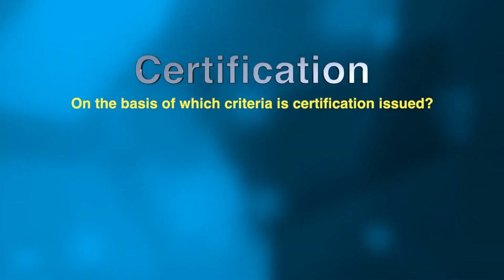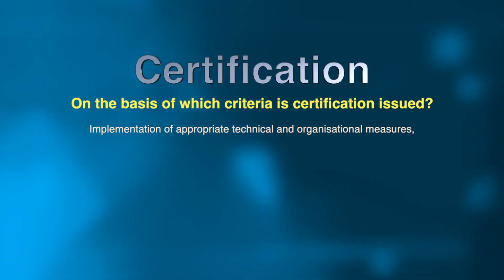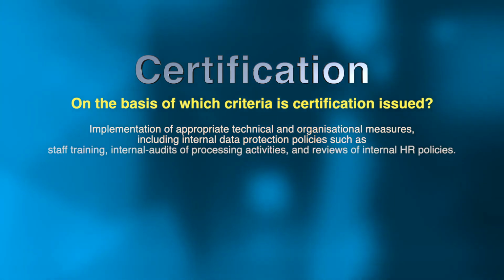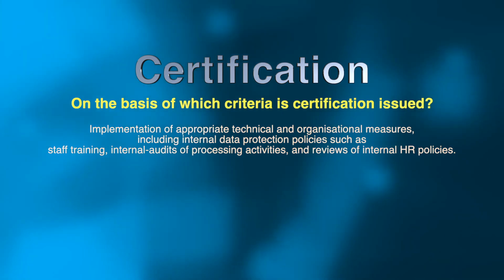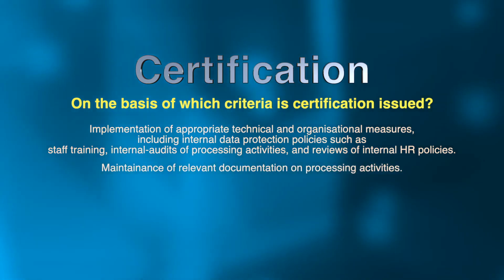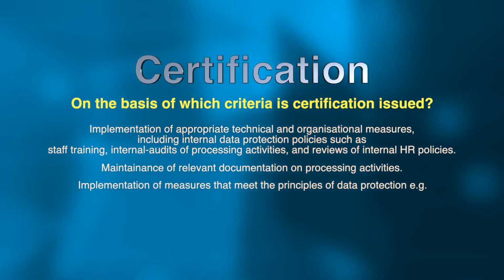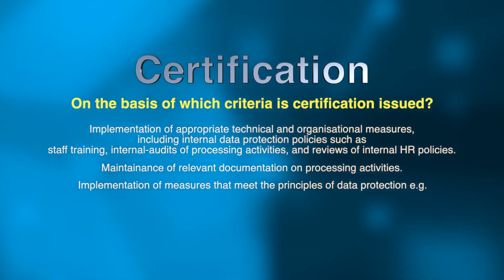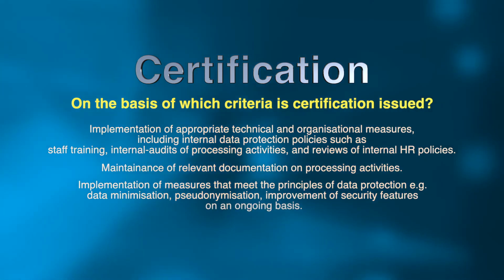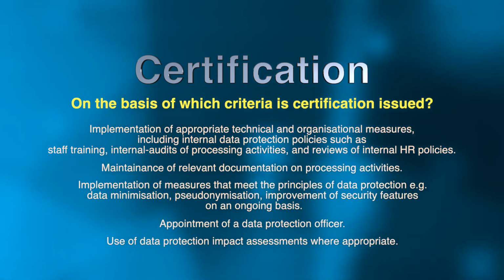On the basis of which criteria is certification issued? Implementation of appropriate technical and organizational measures, including internal data protection policies such as staff training, internal audits of processing activities, and reviews of internal HR policies. Maintenance of relevant documentation on processing activities. Implementation of measures that meet the principles of data protection, for example, data minimization, pseudonymization, improvement of security features on an ongoing basis. Appointment of a data protection officer. Use of data protection impact assessments where appropriate.